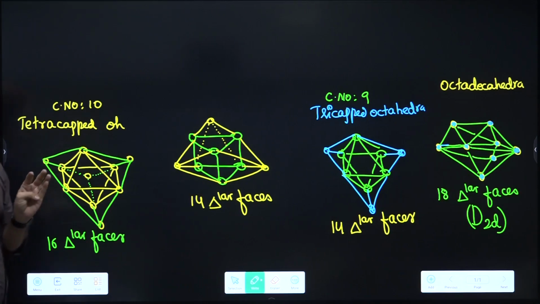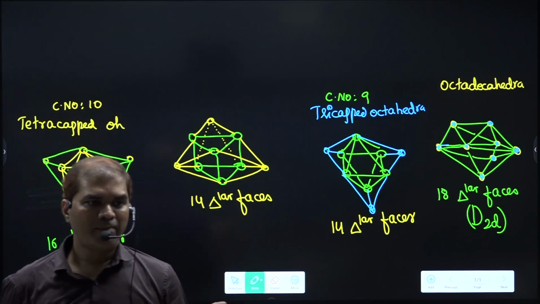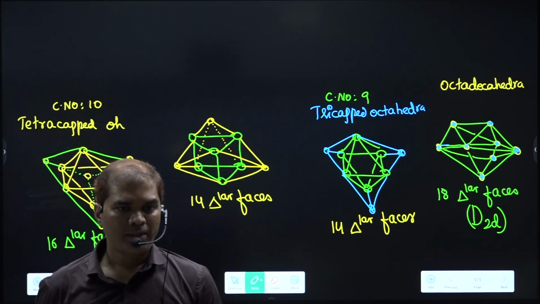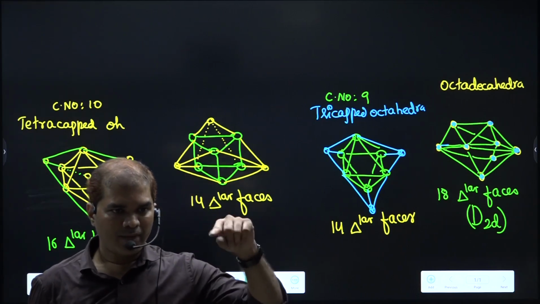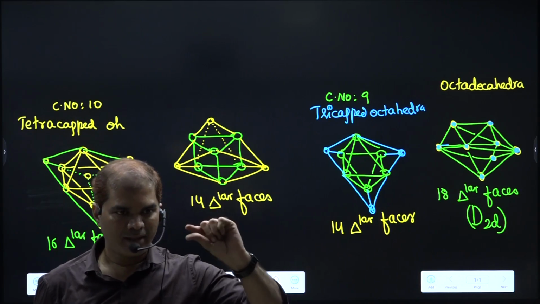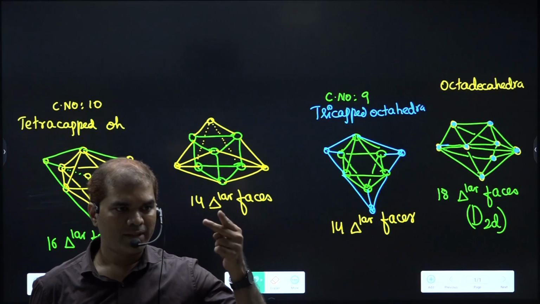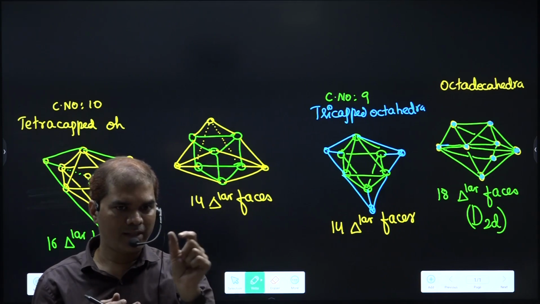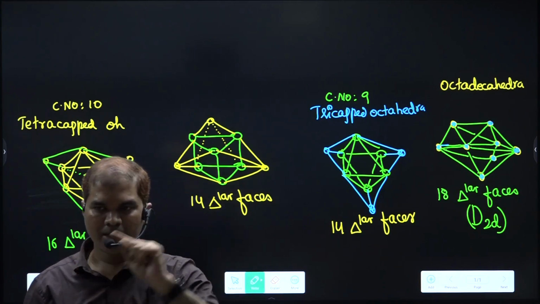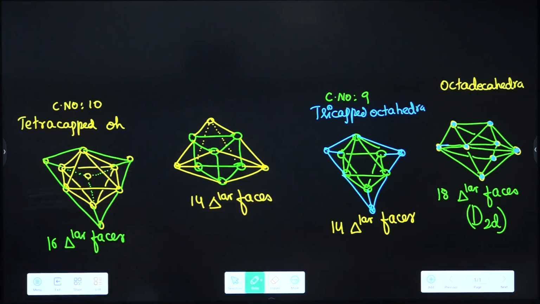Is it easy to remember? Octahedra, how many triangular faces? 8. Monocapped: 8 minus 1, 7 plus 3, 10. 8, 10. Bicapped. Tricapped. Tetracapped. So is the pattern easy? 8, 10, 12, 14, 16. Starting from octahedra to tetracapped octahedra, you just increase 2 triangular faces. This is coordination number 10.